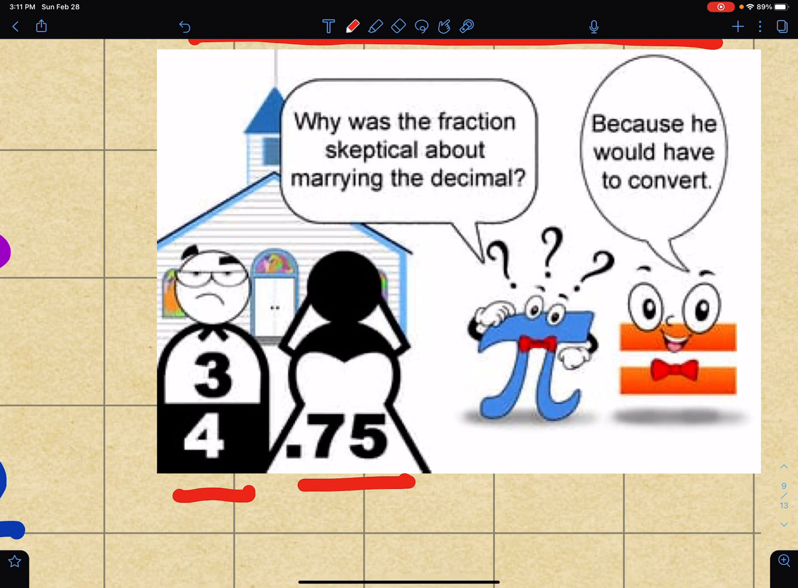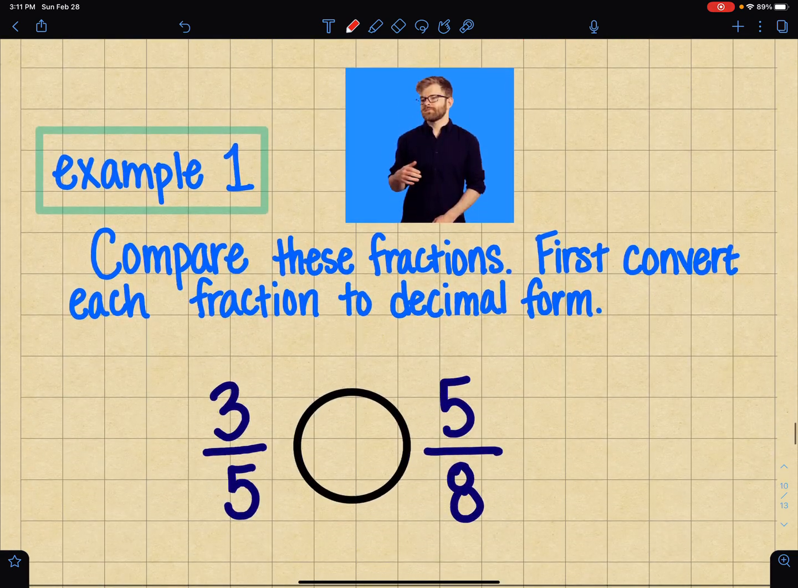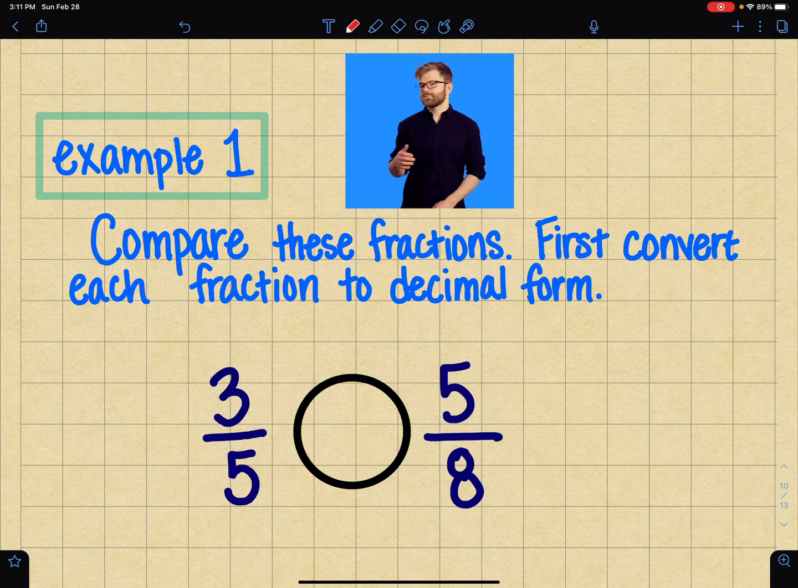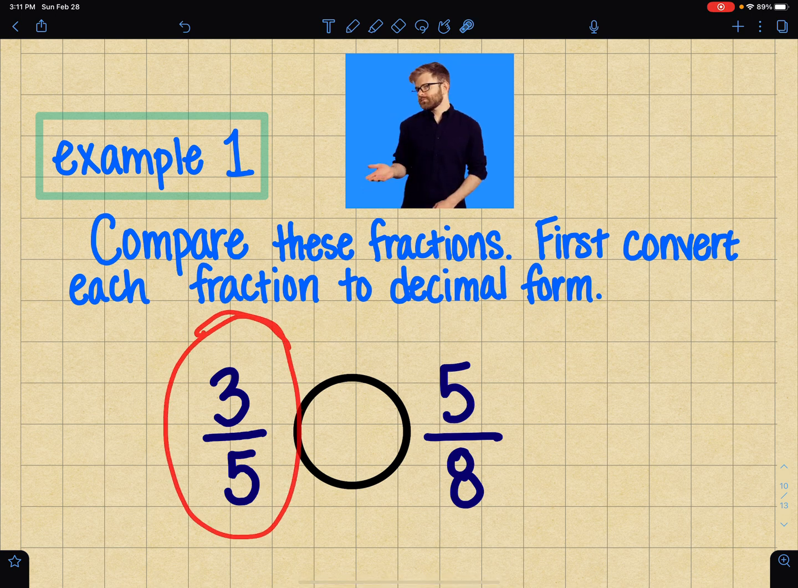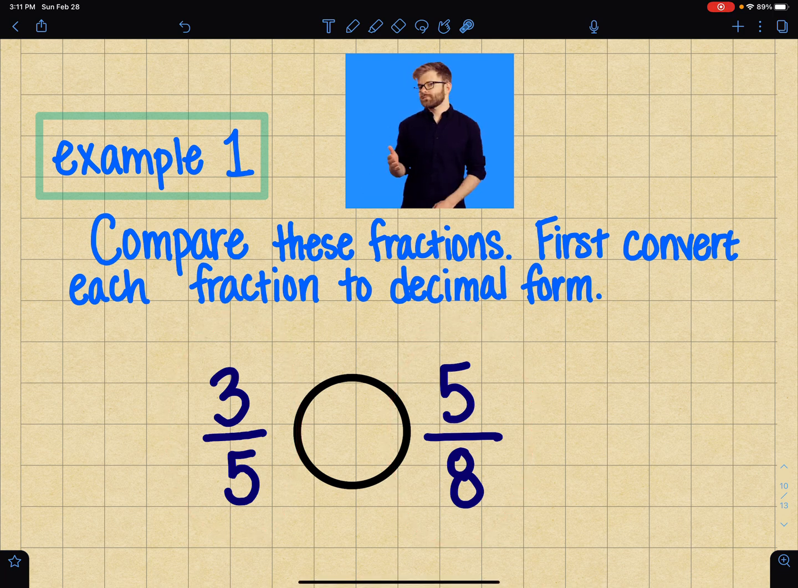All right, so how do you convert a fraction to a decimal? Well, easy peasy. Let's find out. Let's jump right into example 1. And it says compare these fractions. These are the fractions they want you to compare. 3/5 and 5/8. Now, we could find a common denominator and compare that way. We could draw pictures and compare that way. Yes, we could. But this time, we're going to learn how to compare by converting each fraction to a decimal.